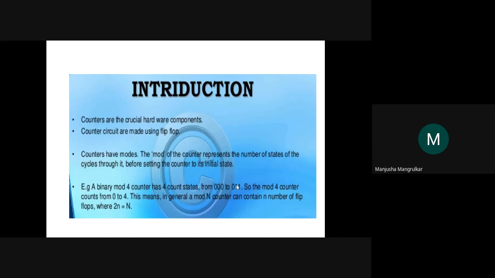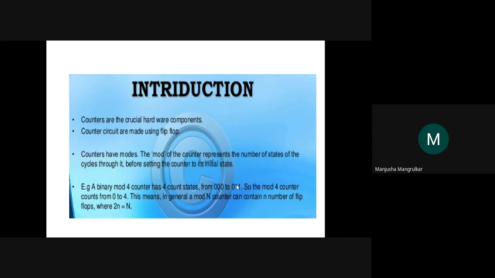The mode of a counter represents the number of states of a cycle, right? If it is mode 12, that counter will work through 12 states, and then again start from the beginning, right? So that is the number of states in the cycle, and before setting the counter to initialize, the mode has to be initialized.